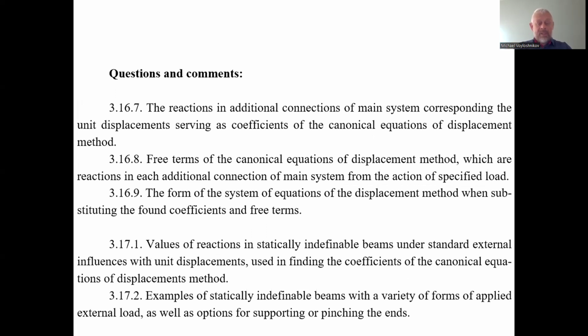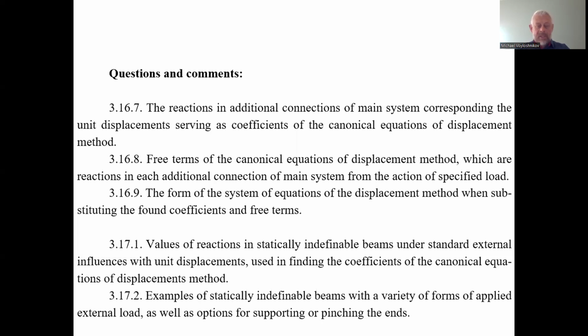3.16.7. The reactions in additional connections of the main system corresponding to unit displacement serving as coefficients of the canonical equation of the displacement method. Reactions in additional connections. Next, we can find the reactions in the additional connections, but for the displacement we found, which we use to determine the efforts in the statically indefinable mechanical system. We can use as the extra condition due to the balance equations in the mechanics of the statically definable system.